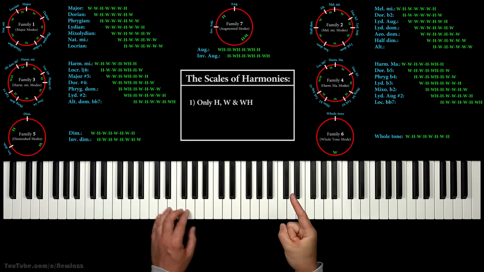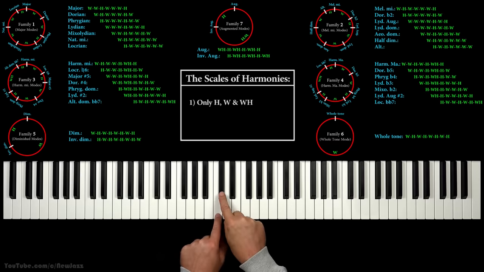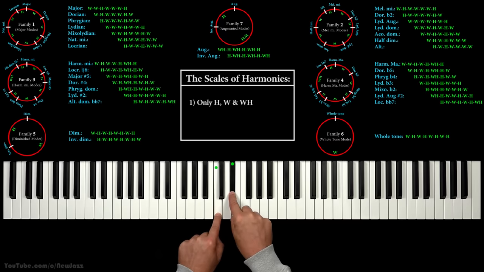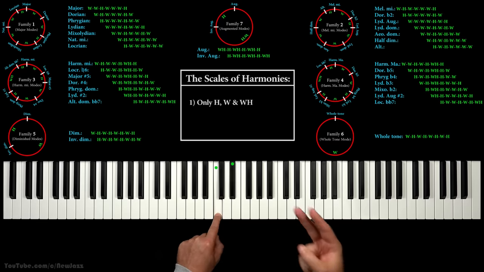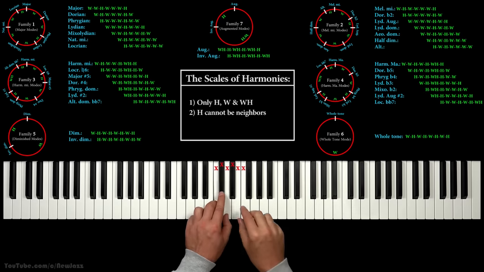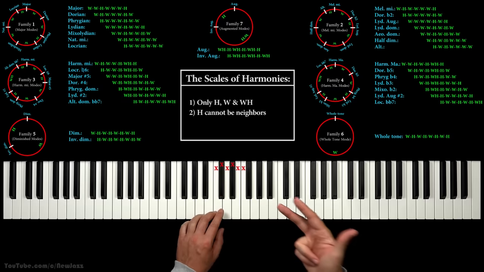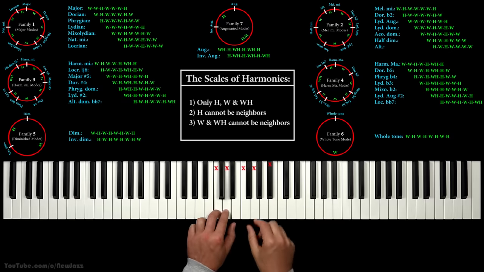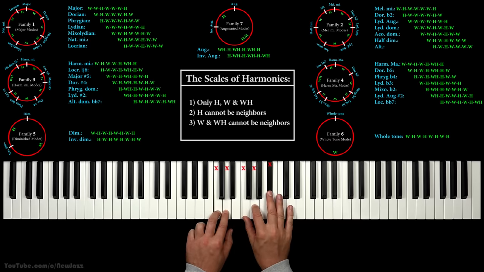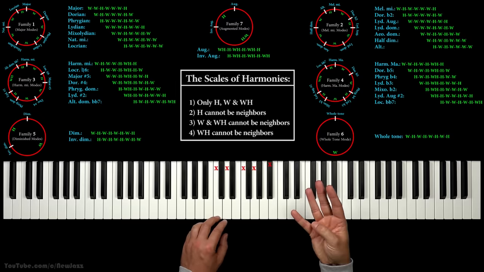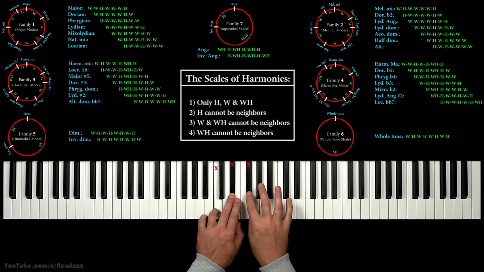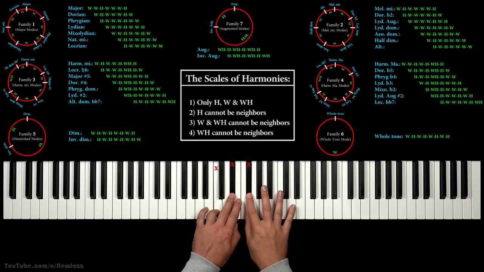Rule number 1. The interval pattern may only contain half, whole, and whole and a half steps. Rule number 2. Half steps cannot be neighbors. Rule number 3. Whole and whole and a half steps cannot be neighbors. And finally, rule number 4. Whole and a half steps cannot be neighbors.